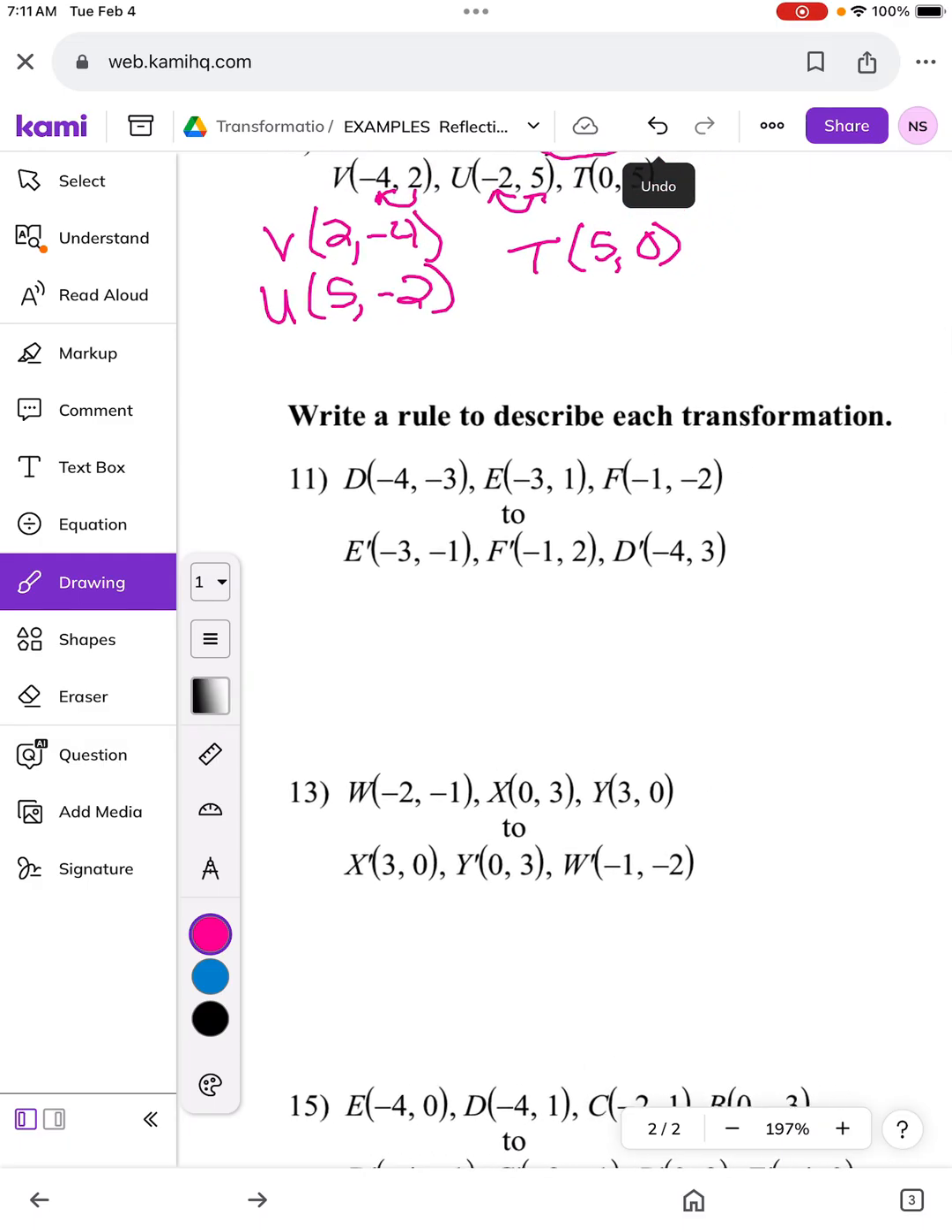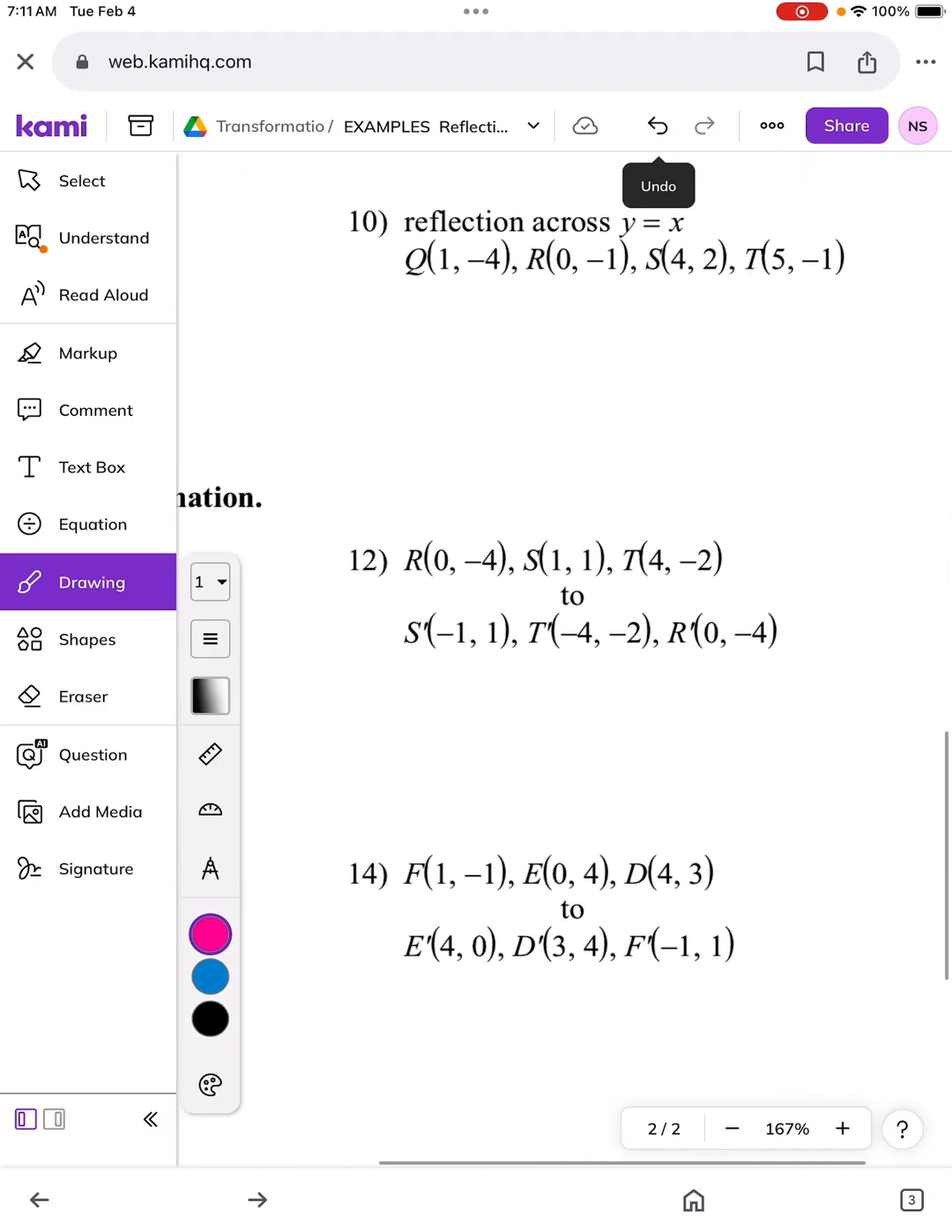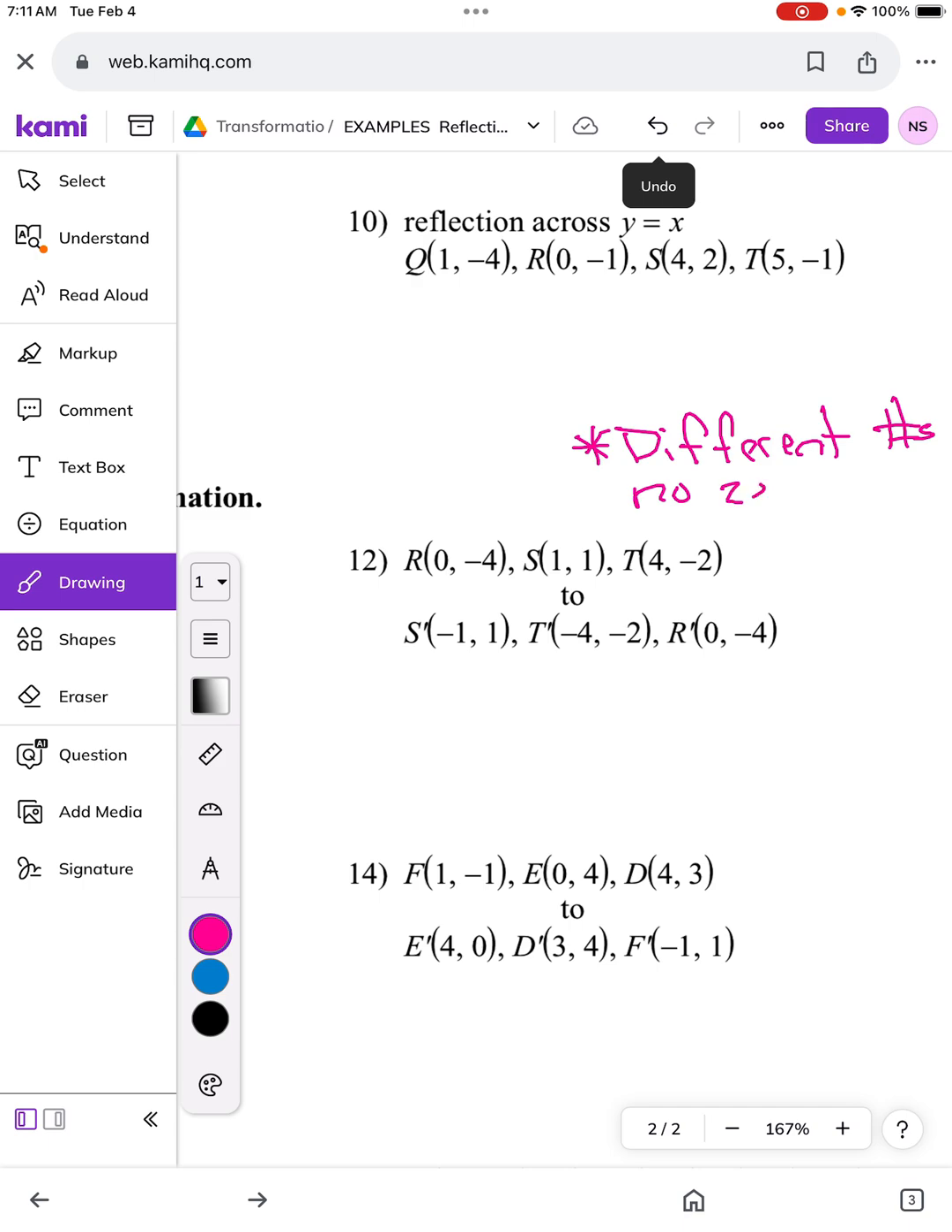For this one, when it says write a rule to describe the transformation, we're looking for points that have different numbers and no zeros. We don't want zeros. Those are the two things. So I don't want this one. I don't want this one because they're both ones, and if they switch places, I wouldn't be able to tell, so not that.